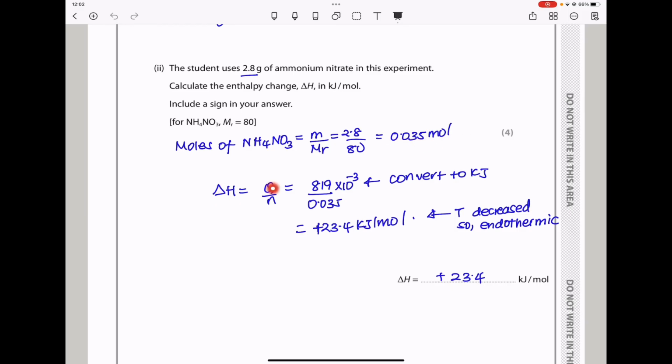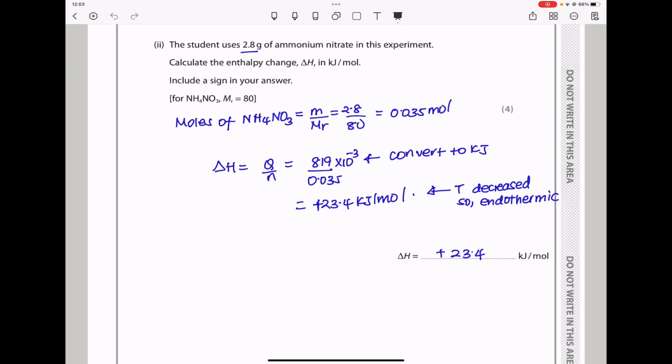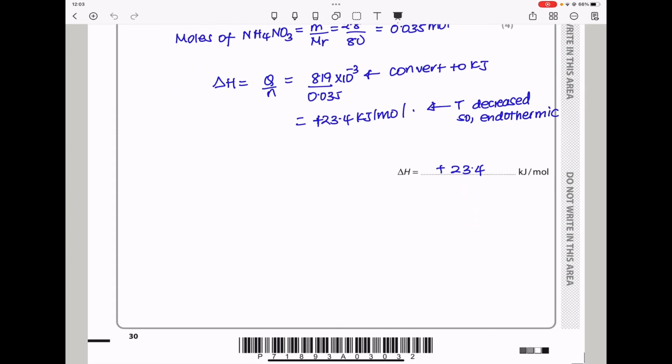So delta H should be Q, which is what I calculated here, divided by the number of moles. But remember, this value is in joules. I have to convert it to kilojoules because we have delta H as kilojoules per mole. So to convert 819 from joules to kilojoules, I multiply by 10 to the power negative 3. So that divided by that, I got this, 23.4, and this is positive because it's an endothermic reaction, temperature decrease. So my answer is positive 23.4 kilojoules per mole.